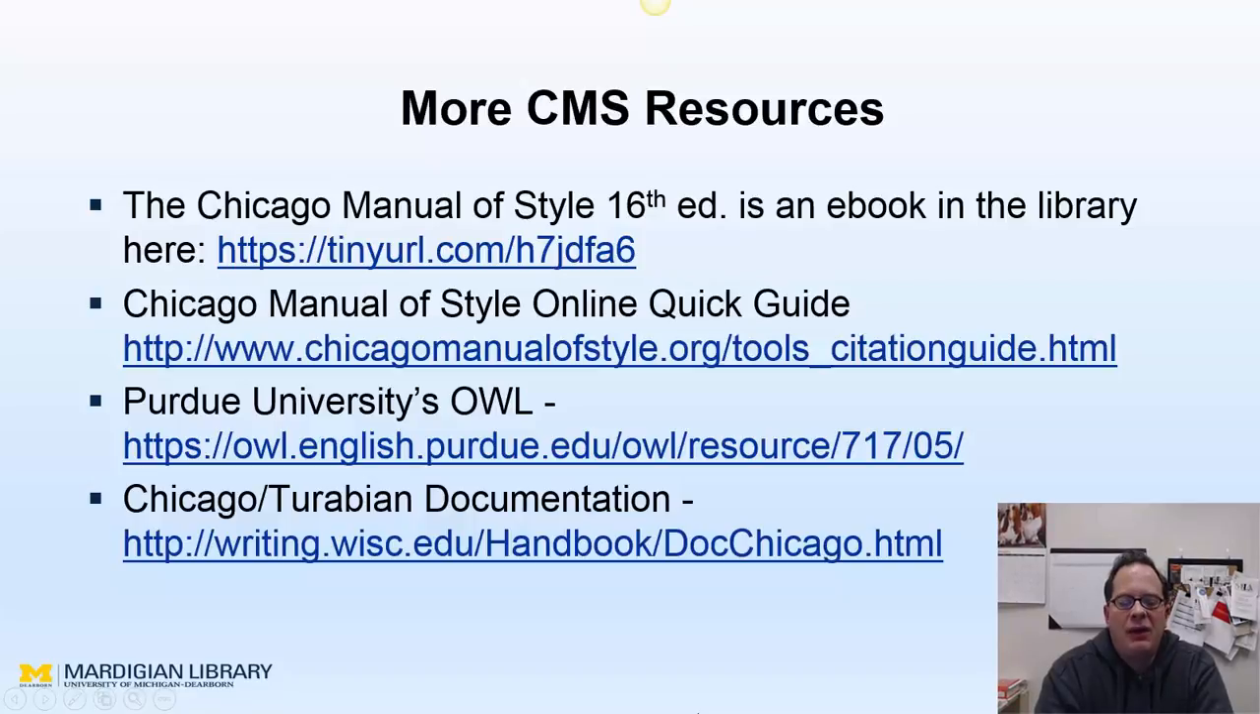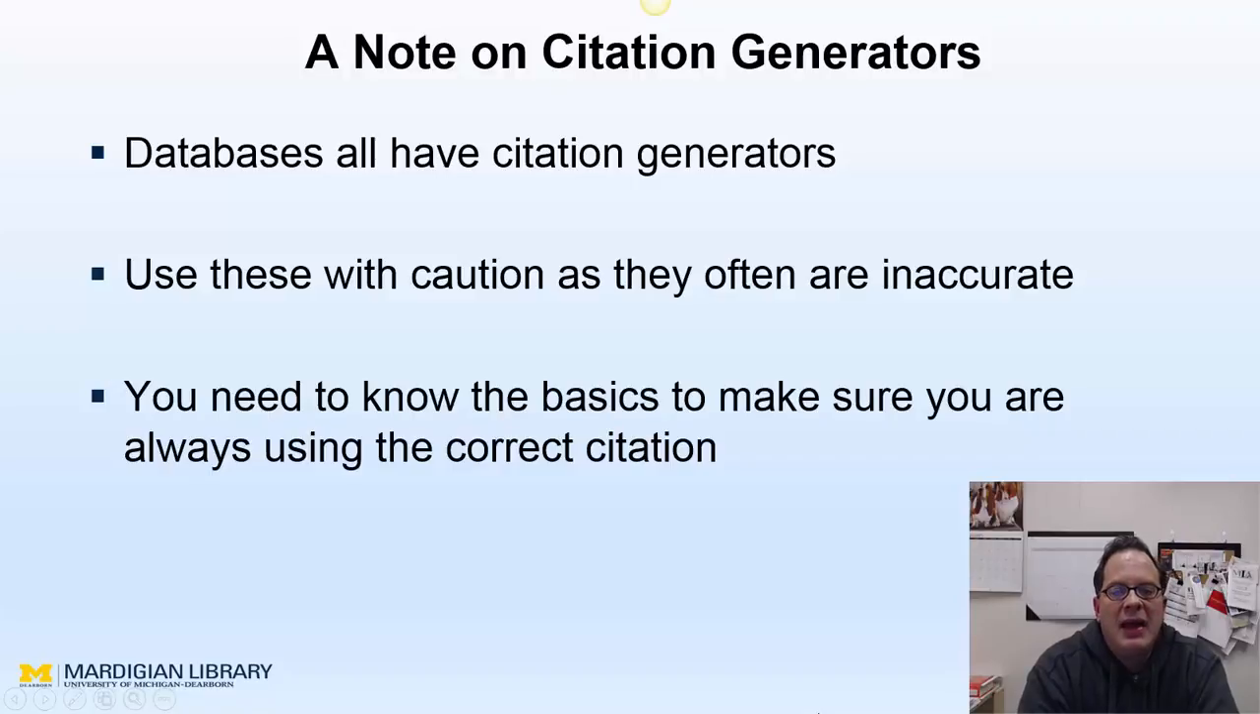And here are a few locations where you can get much more information about using the Chicago Manual of Style. Now, just a brief note on citation generators. As you've done research, you've probably noticed that you will have links to where you can get the citations of the resources that you're actually using or looking at.